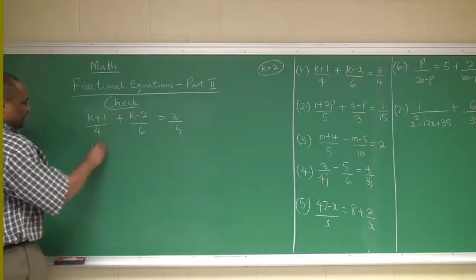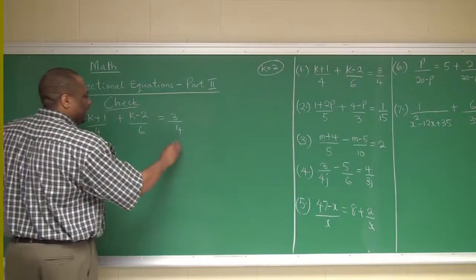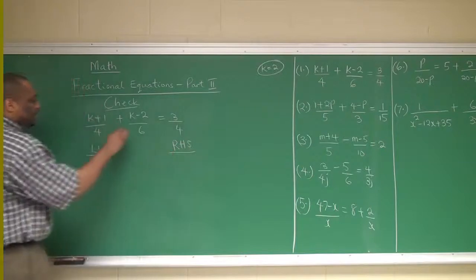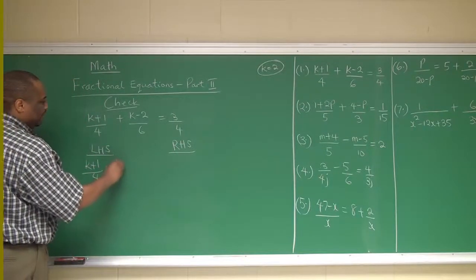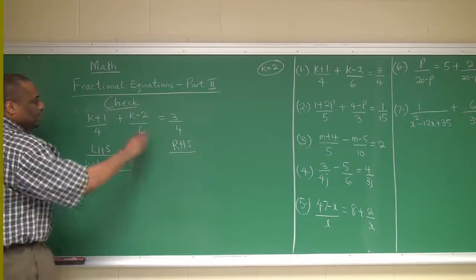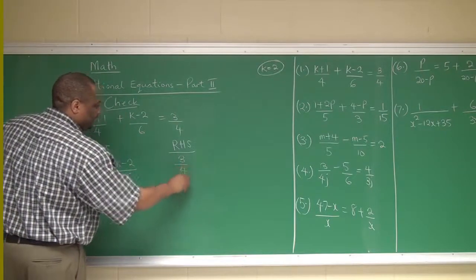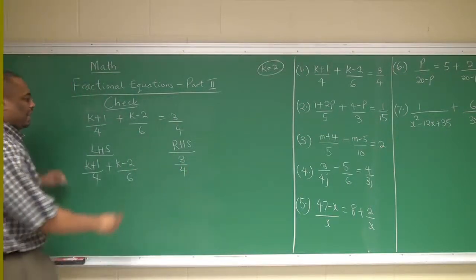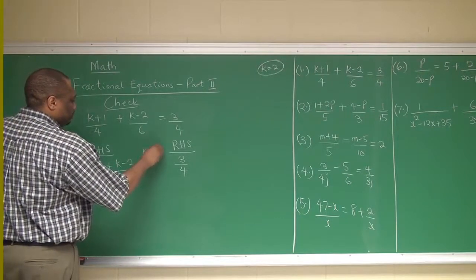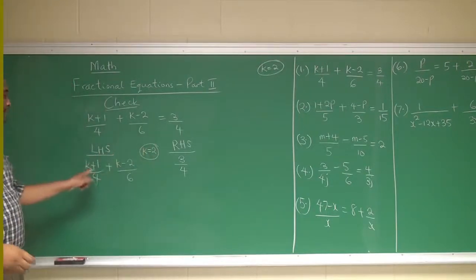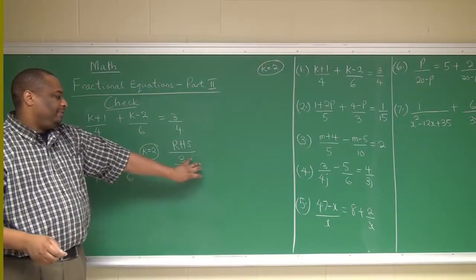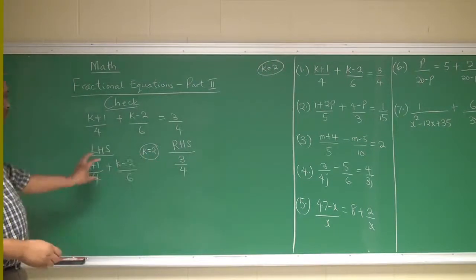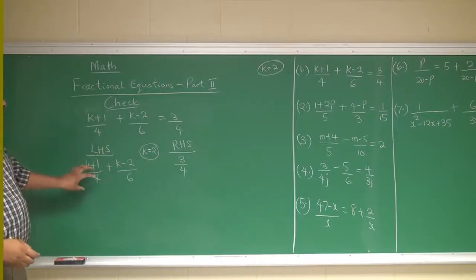Then we have our left-hand side here, and we have our right-hand side. Our left-hand side, we have k plus 1 over 4 plus k minus 2 over 6. And our right-hand side, we have 3 over 4. Now we know that our k is equal to 2. So that means that the 2 applies here. We don't see any term involving k here. So we've got to substitute for 2 here.